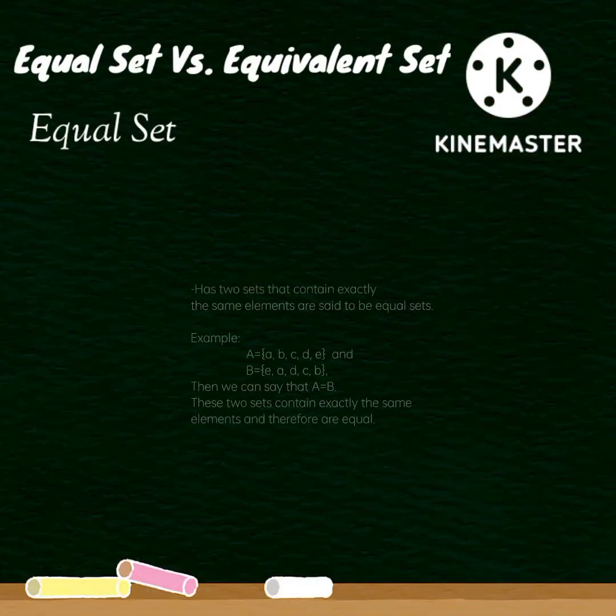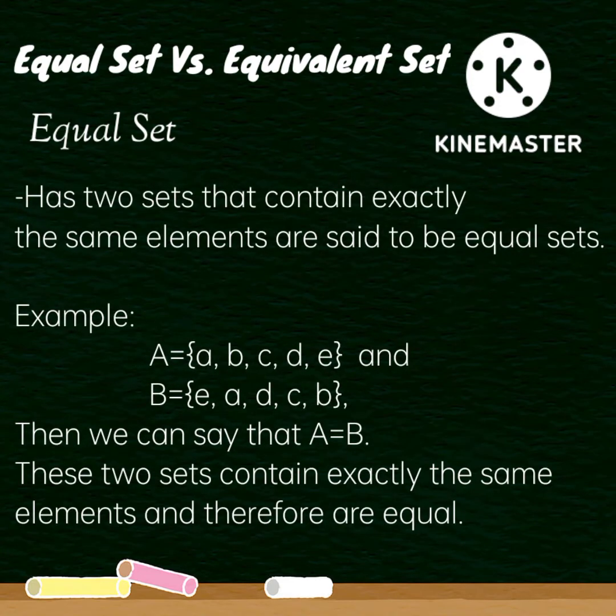Equal set versus equivalent set. Two sets that contain exactly the same elements are said to be equal sets. Example, set A has 5 elements, A, B, C, D, E, and set B also has 5 elements, E, A, D, C, B. Then we can say that sets A and B contain exactly the same elements and therefore are equal.